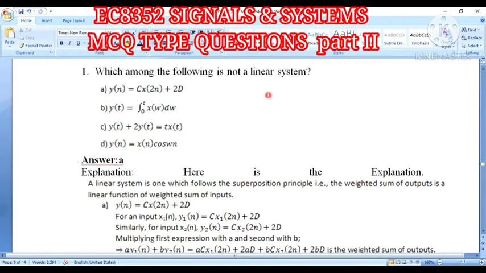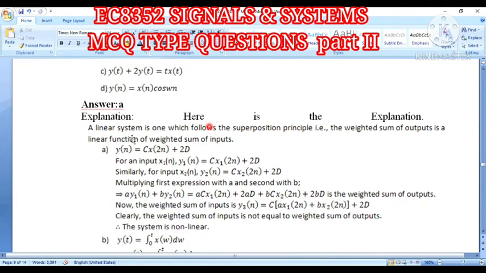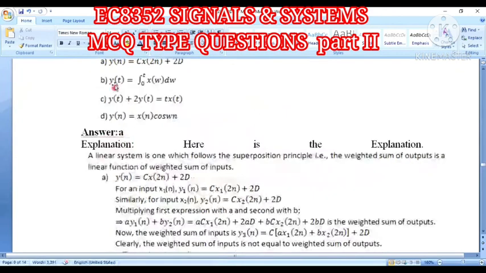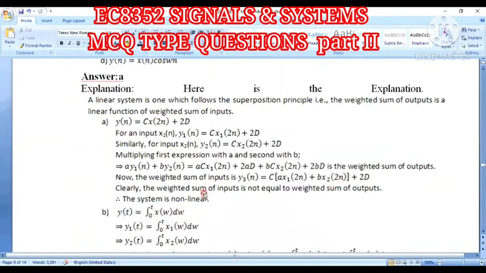Let us check which is not a linear system. You know that if a system obeys superposition, we call it linear. If it does not obey superposition, we call it not linear. Let us check the explanation for this problem. Option A is the correct one. Here is the explanation. A linear system is one which follows the superposition principle. Superposition principle means the weighted sum of outputs is the linear function of the weighted sum of the inputs.